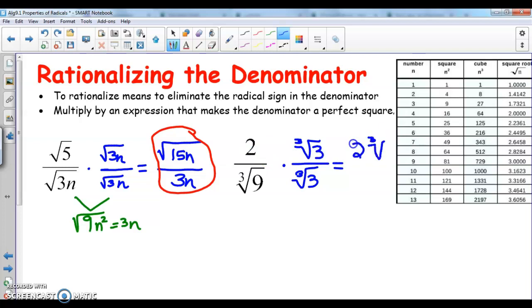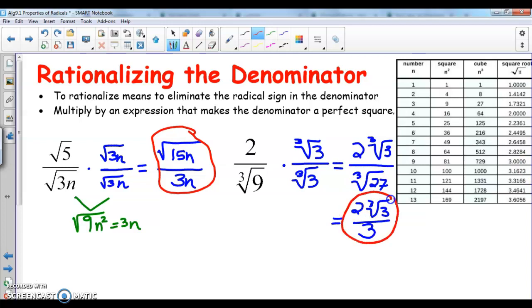So 2 cube root of 3. Now what about the bottom? Let's see. We said earlier that 9 times 3 is 27, right? But it has a cube root. So the cube root of 27 is 3. So that means the whole expression can now be simplified into 2 cube root of 3 over 3. And that's the final answer.